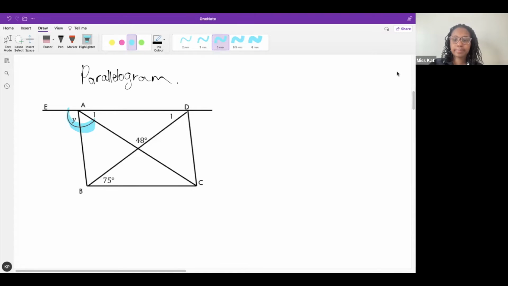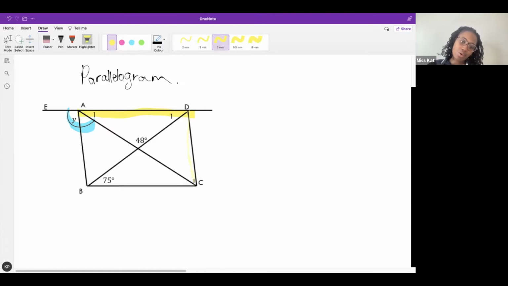Yes, Bokang? Ma'am, how can this structure become a parallelogram? It's given information. So ABCD is a parallelogram. This one. These are just lines that were extended. So this yellow part here is a parallelogram.